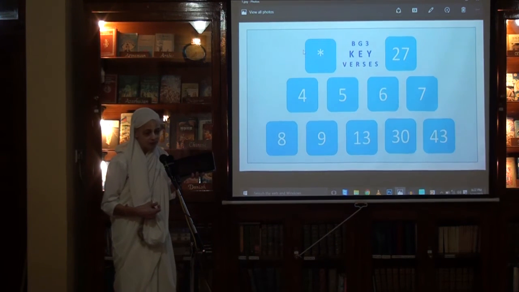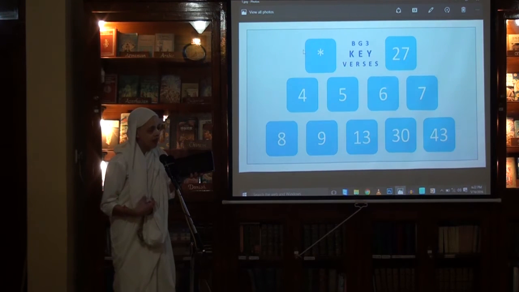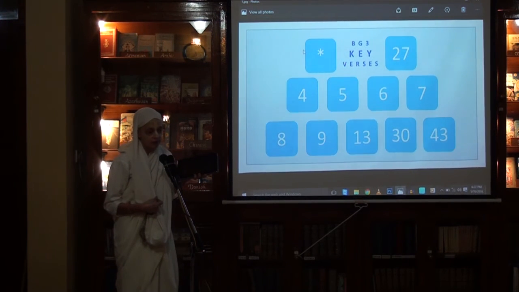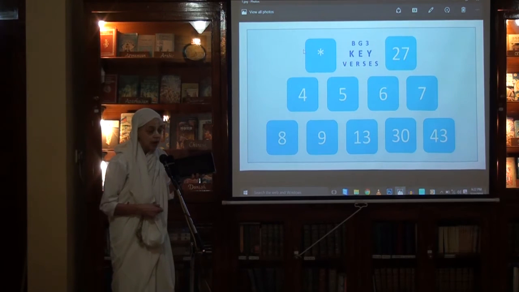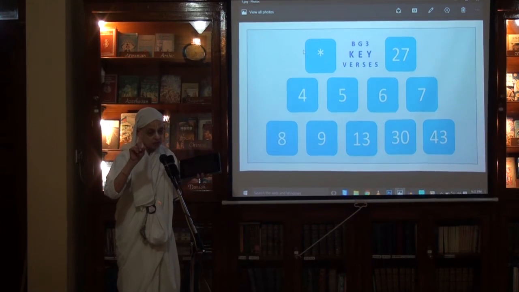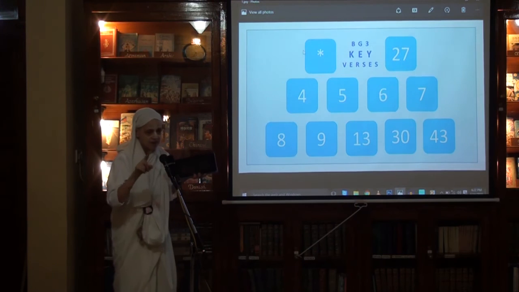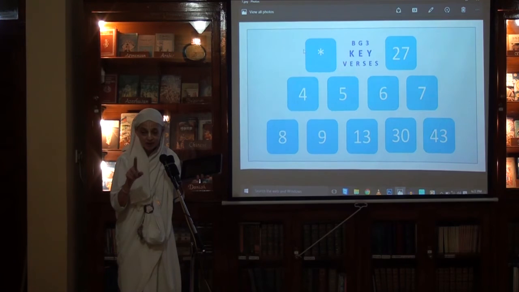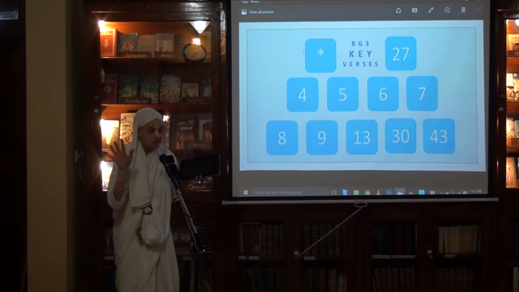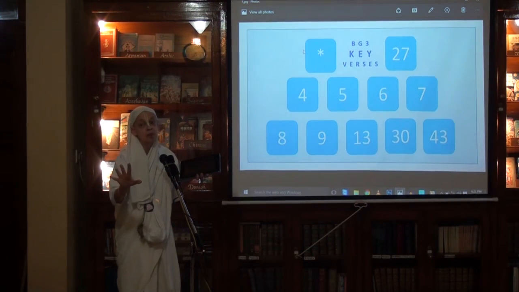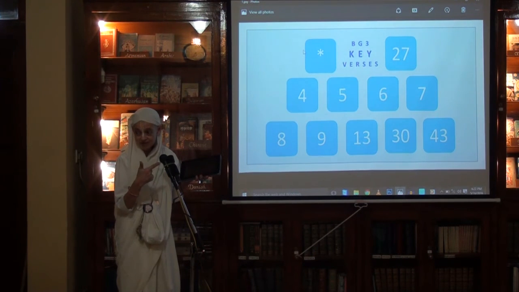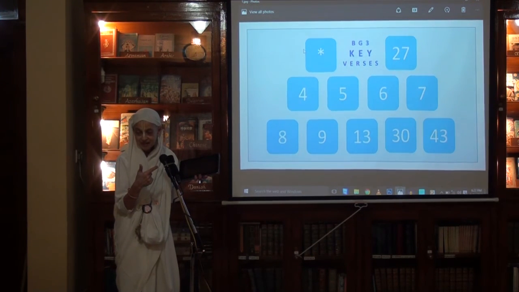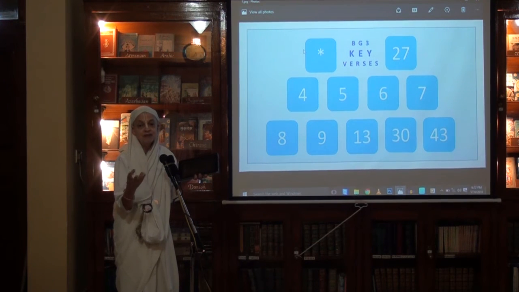Number 27, right? 27, that is a key memory verse. Now look at how important the first section is. 4, 5, 6, 7, 8, and 9. Out of the 9 slokas, 5 of them are important. That tells you something. So what are the key thematic ones? 4, say it. 4, 5, 6, 7, 8, and 9.